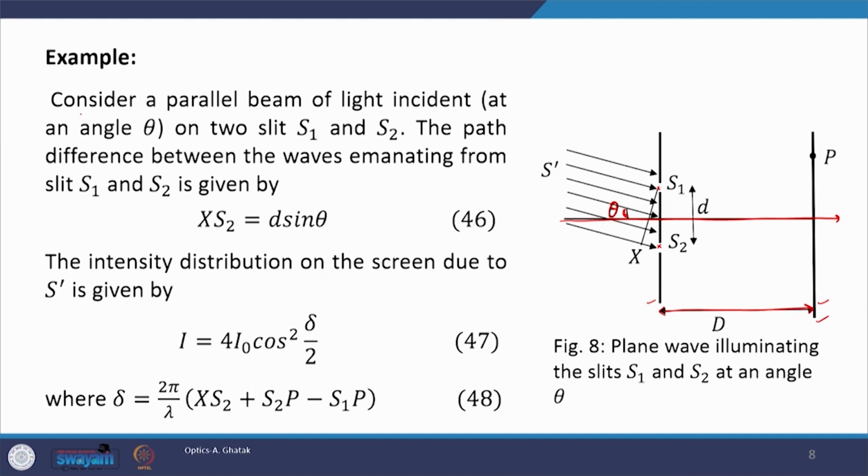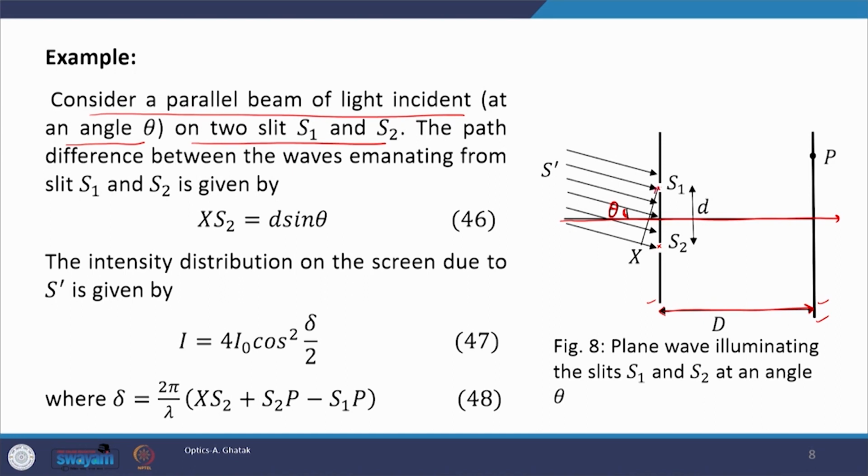Now, consider a parallel beam of light incident at an angle theta on two slits S1 and S2. Since the light is not being launched perpendicular to the source plane, there would be a path difference between the light falling at source S1 and the light falling at source S2. How to calculate this path difference?